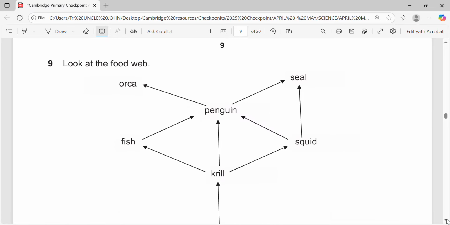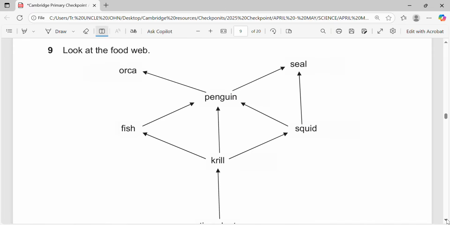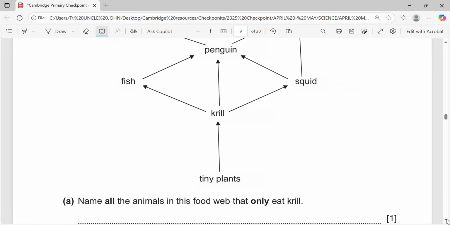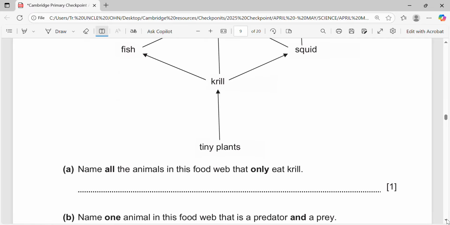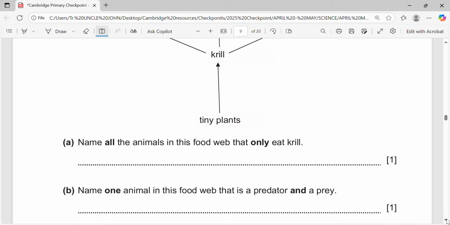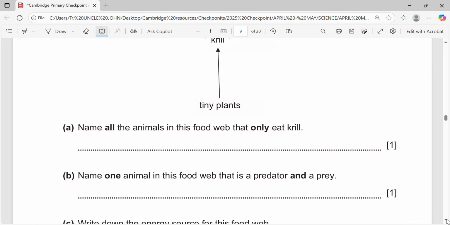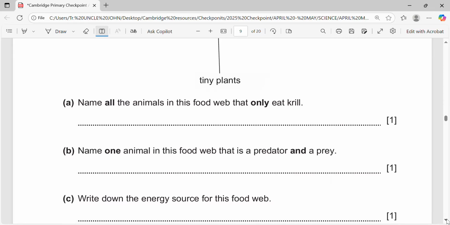Look at the food web. Here is the food web. Orca, fish, penguin, seal, squid, krill. Then there is tiny plants. A. Name all the animals in this food web where they only eat the krill.